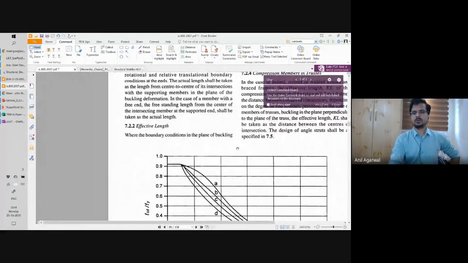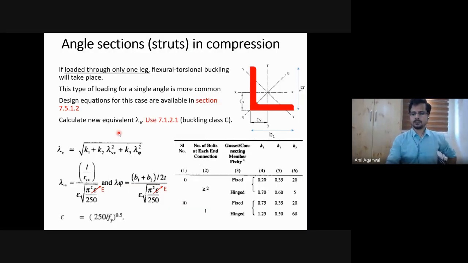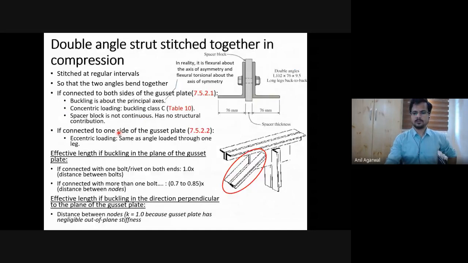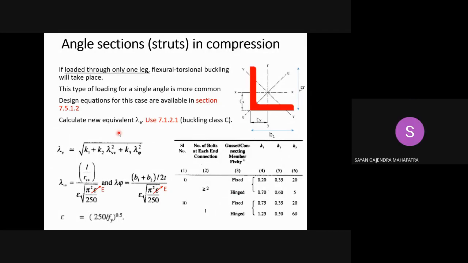Yes. You can simply go to this plot, which is between lambda and FCD. So you can simply use this curve C to get the FCD value. Okay, is that clear? Any doubts about this one? Any questions?